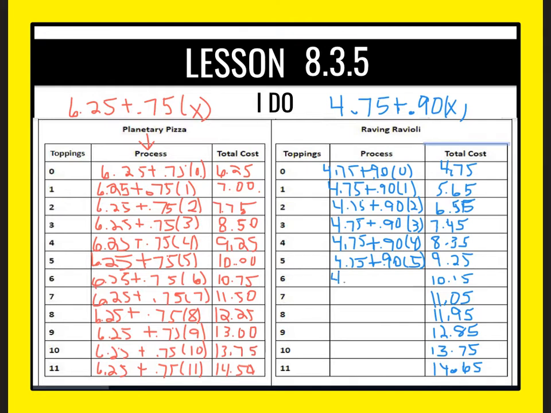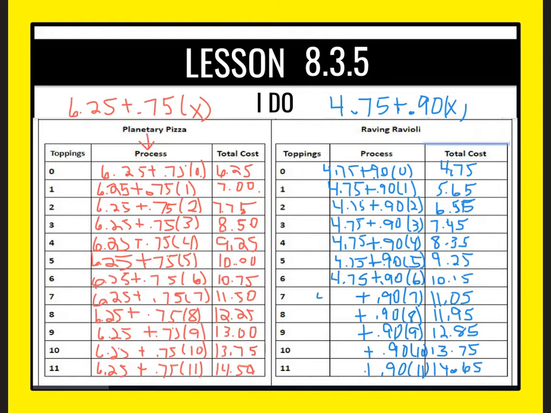So all I'm doing is typing in my expression in my calculator. $4.75 plus the 90 cents for every additional topping. So for 6 toppings, it was $10.15, and so forth. For 7 toppings, it was $11.05. Hopefully you're seeing the pattern. I'm constantly adding that additional 90 cents as I add toppings. So 90 cents times 9 toppings, 90 cents times 10 toppings, and 90 cents times 11 toppings.